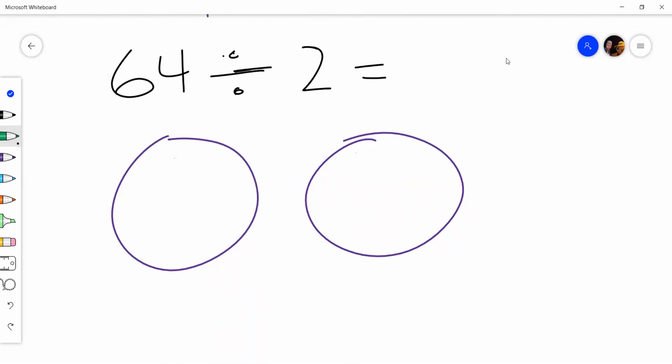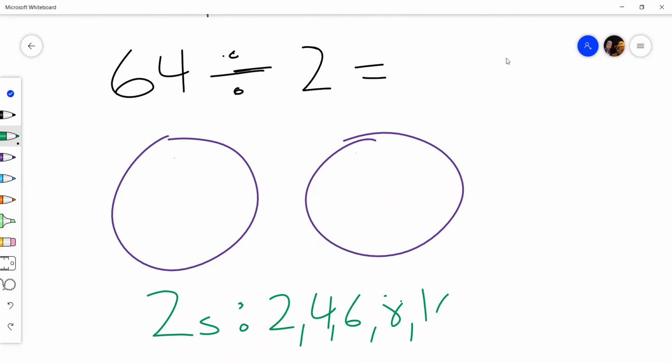But we also do know how to skip count by lots of other numbers. And there are some that are very compatible with us, numbers that we like to skip count by easily. For example, 2s, right? That's something we can skip count by pretty quickly. 2, 4, 6, 8, 10, 12, right? 2s are pretty sweet.